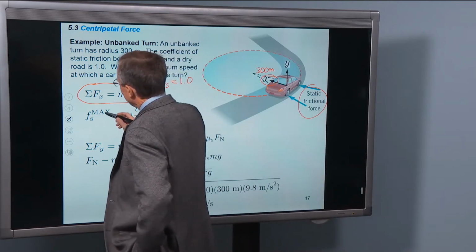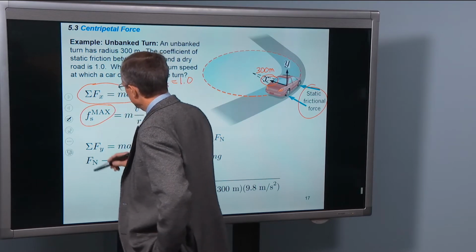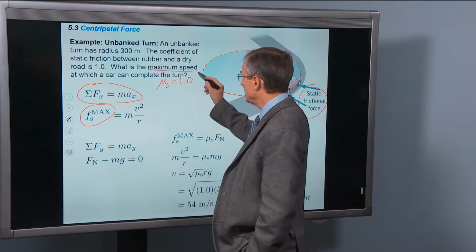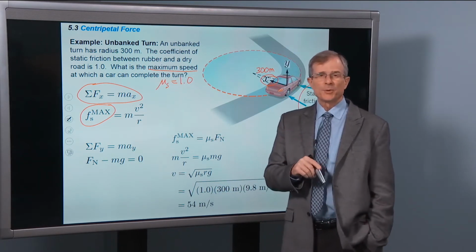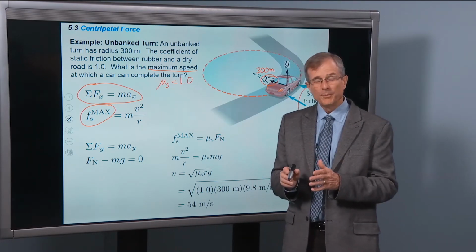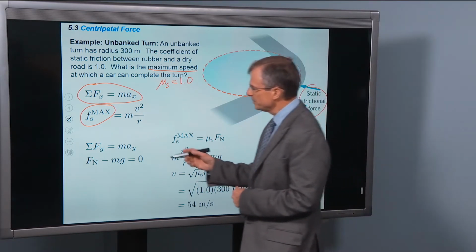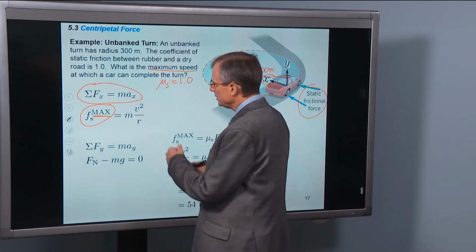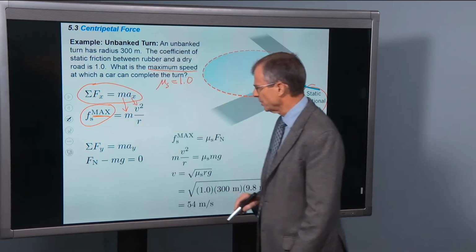So the maximum static friction, because we're asking what's the maximum speed at which the car can complete the turn. The maximum refers to if I keep going faster and faster, how fast can I go before the car starts sliding? That's what I'm talking about here. It's just at the point where the car would start sliding. Equals, the mass comes along for the ride. The acceleration, just like in the last example, is v squared over r.